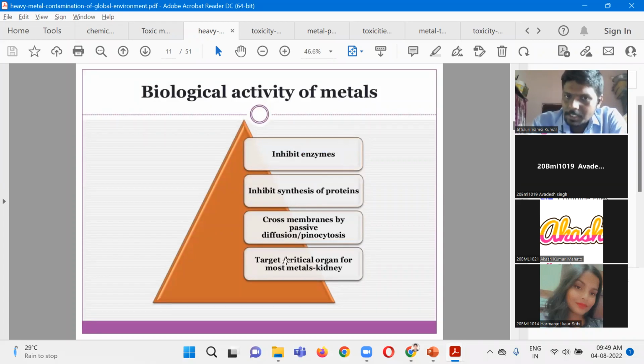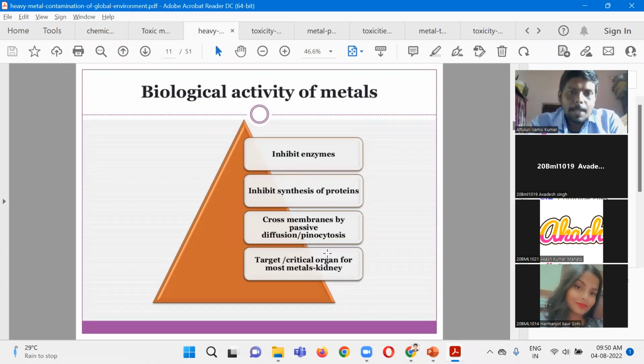They can target critical organs for most metals. Okay, like kidney. Yes, kidney is the primary organ that will try to eliminate any poisons from our body. Okay, but even at the level of kidney, the heavy metals will block the normal kidney activity, so that all these metals will start depositing within the body, and they will eventually kill the person. This is how heavy metals can become fatal to the human body. Okay, so this is all about the heavy metals.